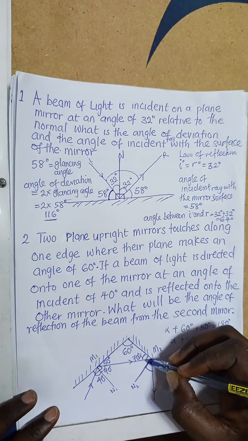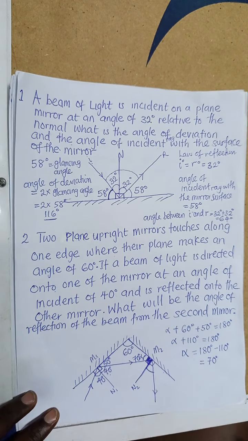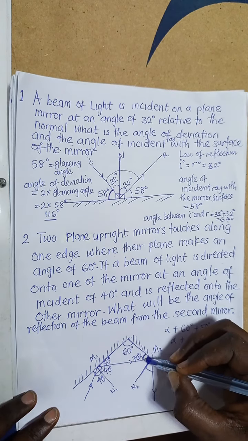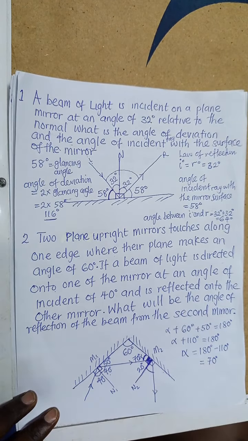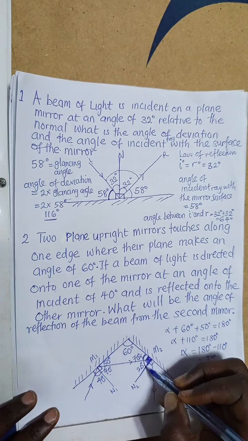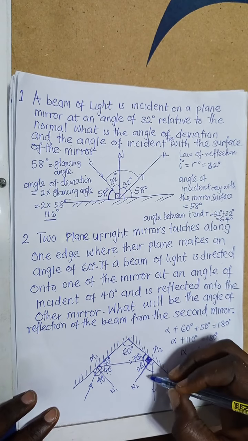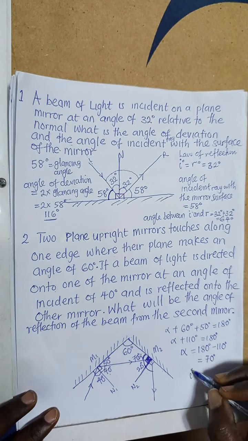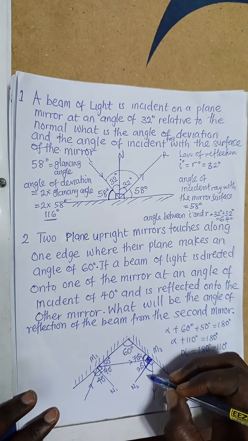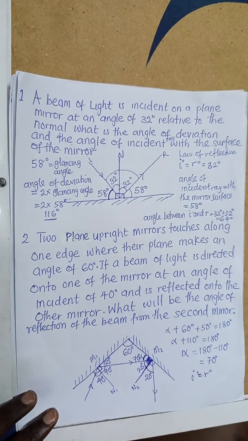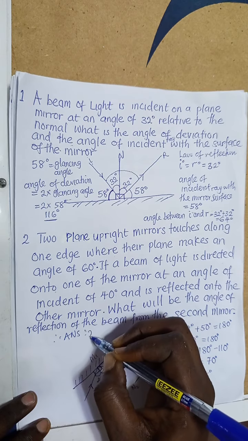Recall that this place is 90 degrees. This place is 90 degrees. And if everything is 90 degrees, here is already 70. Here will be 20. And this one is the angle to the normal. This angle is the angle of incidence. So angle of incidence is equal to angle of reflection according to the law of reflection. So here will also be 20 degrees. So therefore, our answer is 20 degrees.